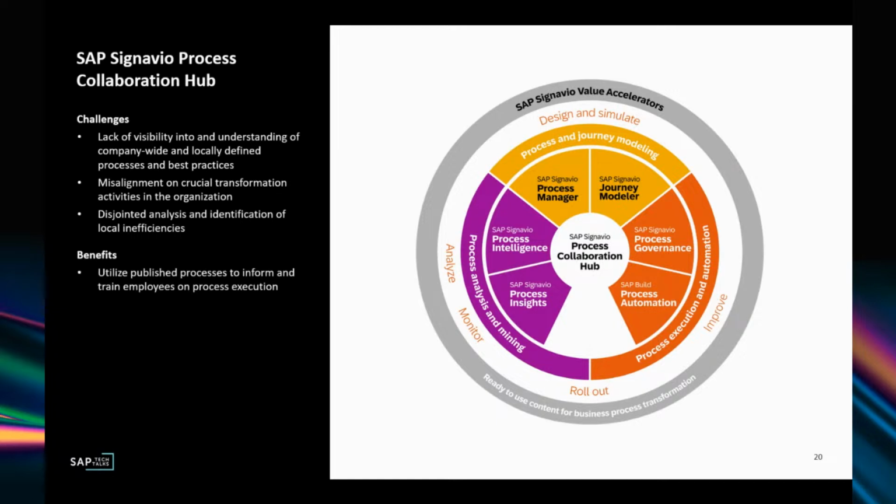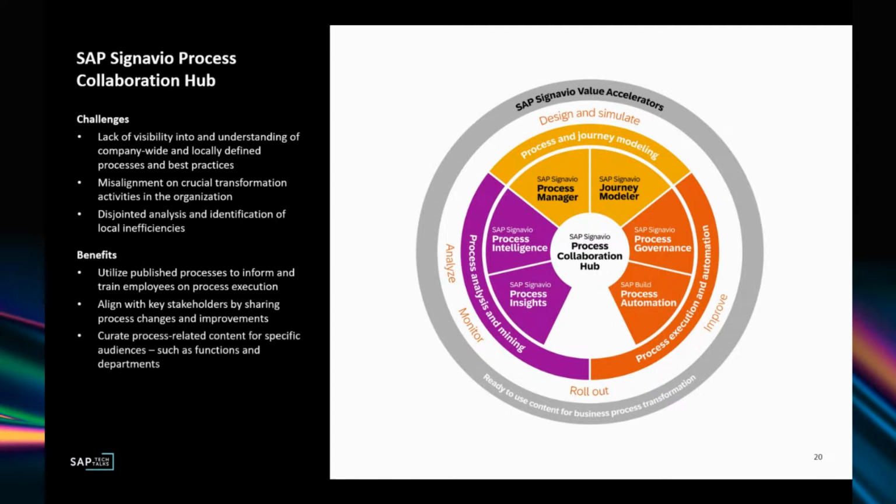We can utilize published processes to inform and train employees on process execution, and align with stakeholders by sharing process changes and improvements. We can curate process-related content for a specific audience. Also, we have full visibility of the entire process landscape. And of course, we can gain a single source of truth for process knowledge.